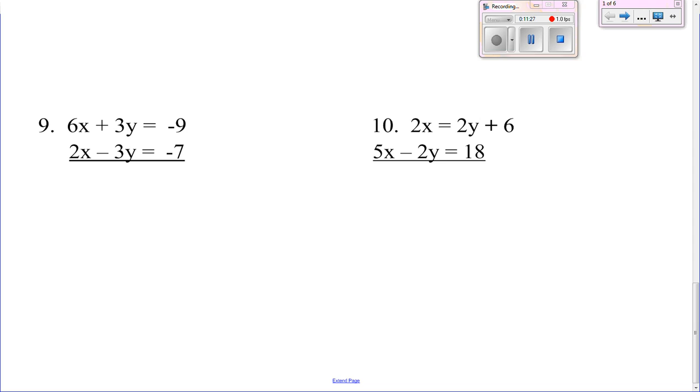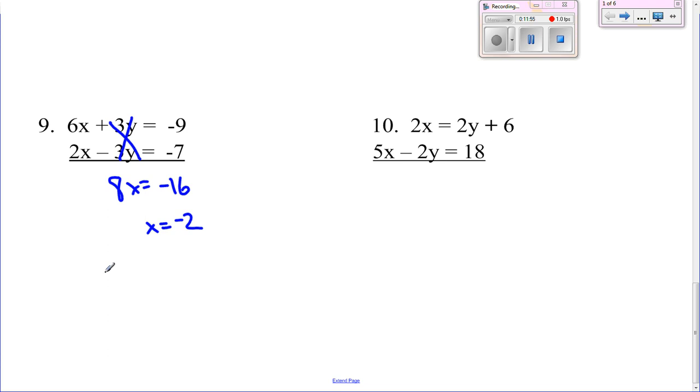Okay, last two. Now don't get caught up. A lot of people will just look at the x variables all the time. Say, oh, I gotta multiply this bottom one by 3. You can, and it'll give you the right answer, but it's just harder. You can just add these two together and your y's will cancel. You get 8x equals negative 16. Divide by 8, x equals negative 2.